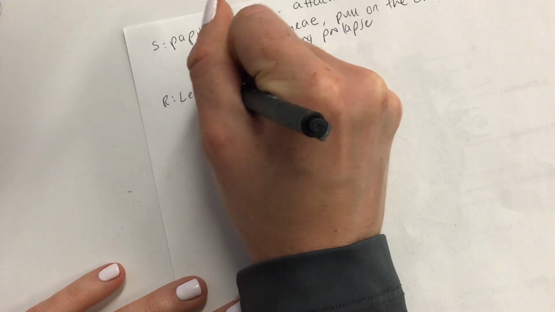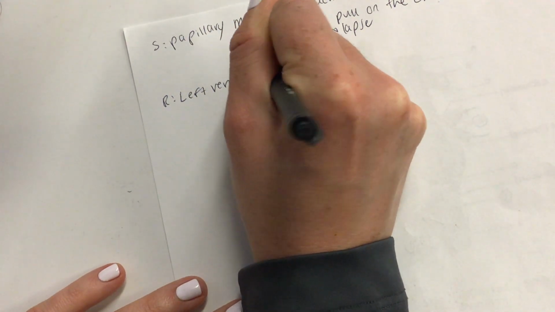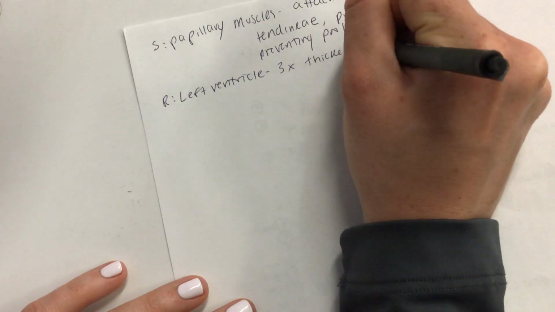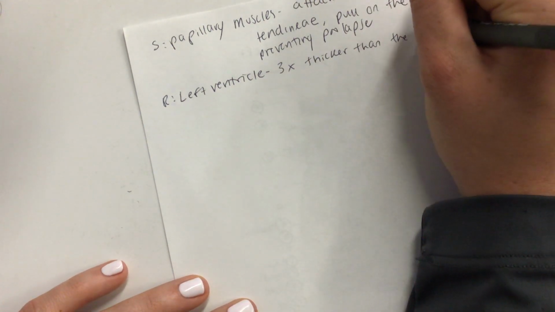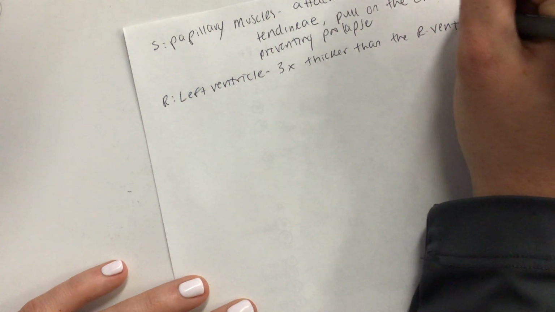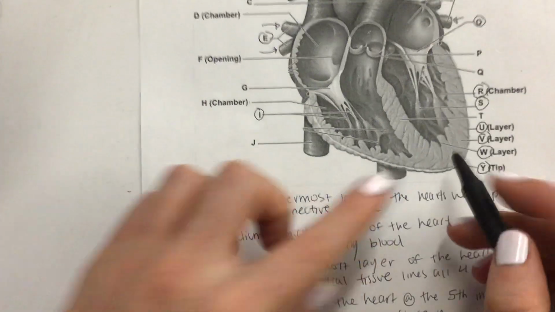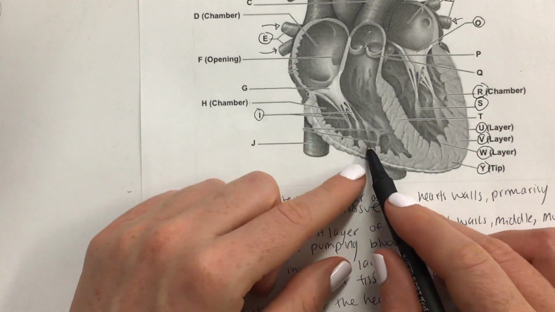This is the left ventricle. It is 3 times thicker than the right ventricle, as we saw. Actually, I showed you how it's thicker than the atrium, but you can also see how it's way thicker than the right ventricle.